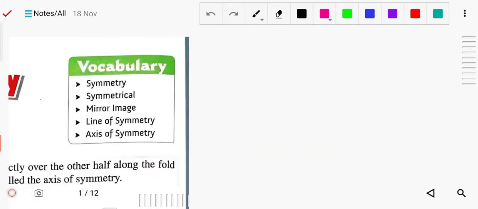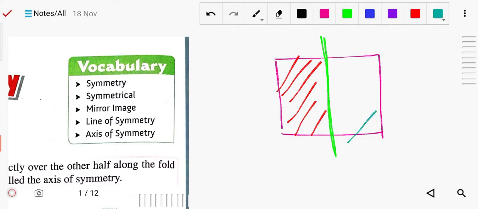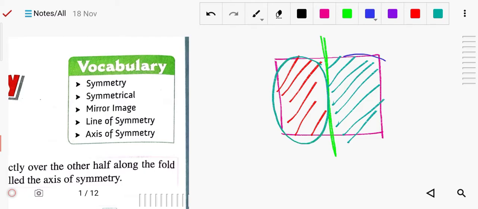Symmetry means, suppose this is a square. If you fold from here, these two parts, one part here and another part here, whenever you fold this part over the second part, these two parts should cover each other exactly. So that is called symmetry. These two figures are called symmetrical.